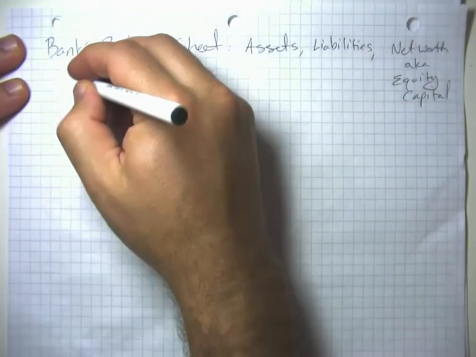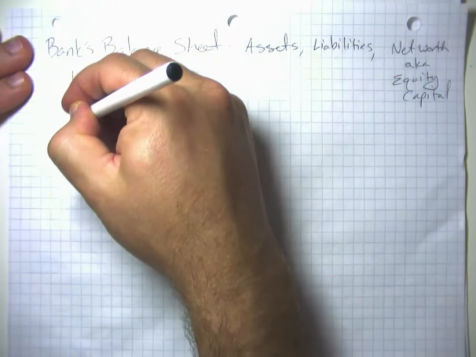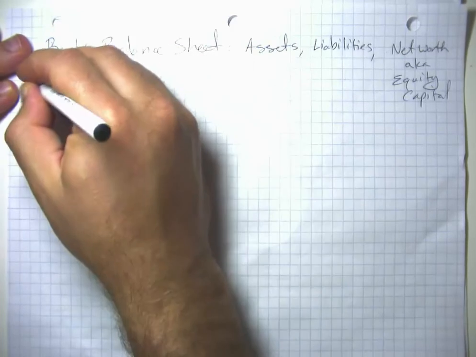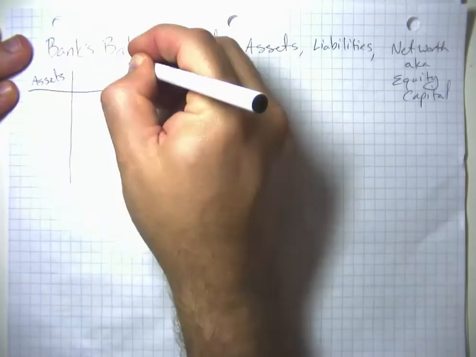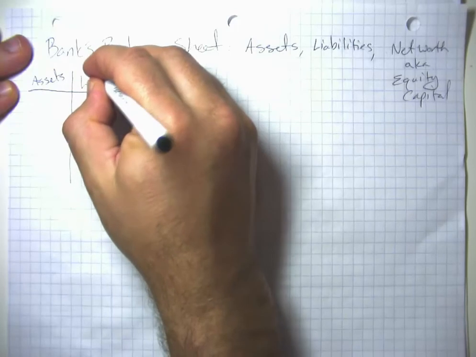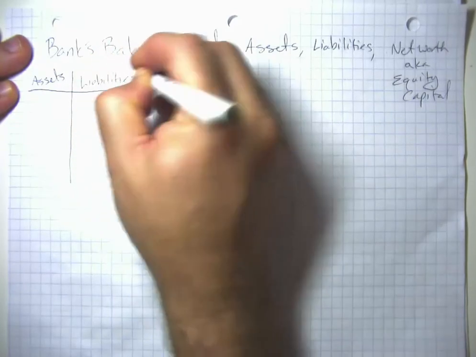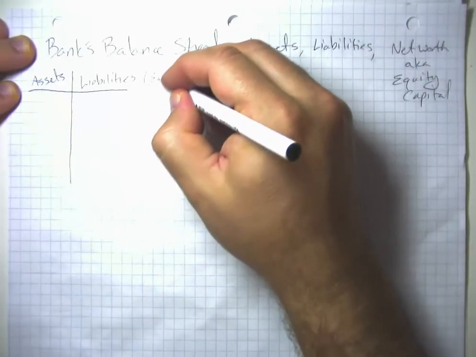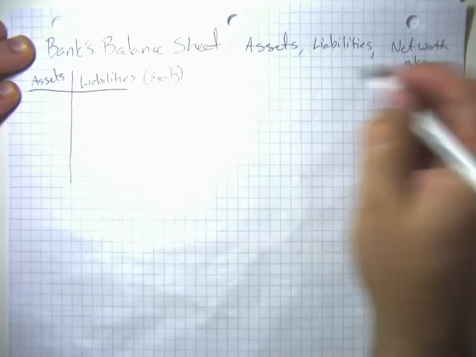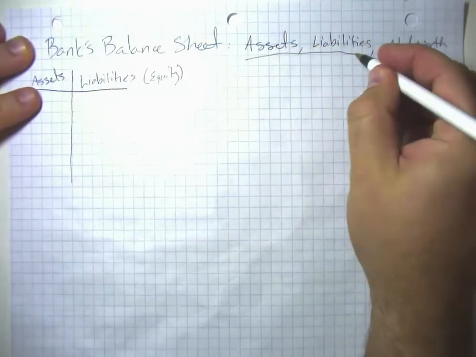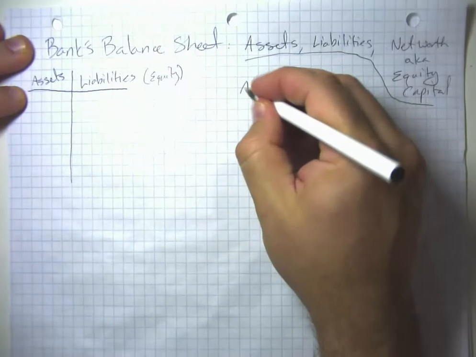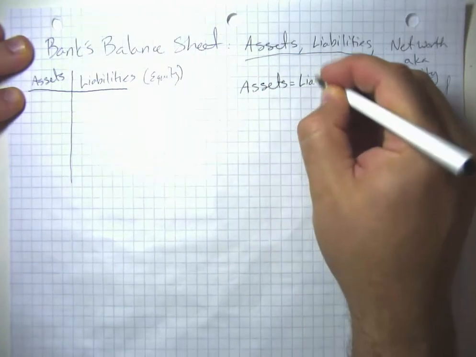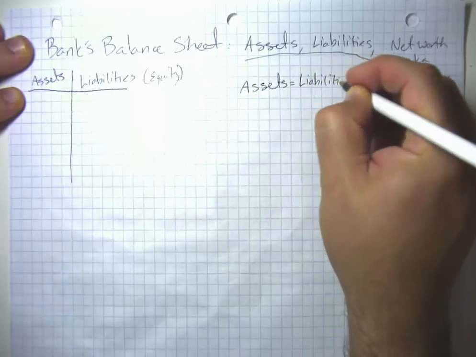So the idea here is we have a sort of ledger, and on one side of the ledger we have a list of the bank's assets, and on the other side we have a list of its liabilities. Different people format a little bit differently, and then sometimes also equity capital. And there's what's called the fundamental accounting equation, and that is the idea that assets equal liabilities plus equity capital.